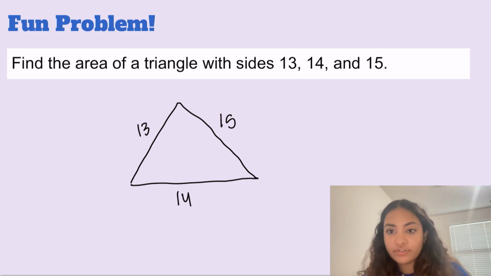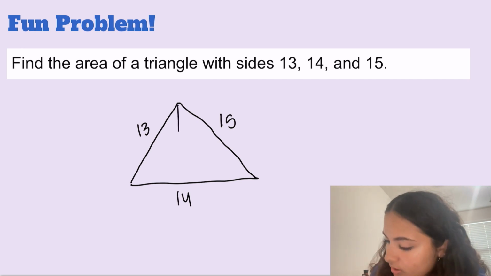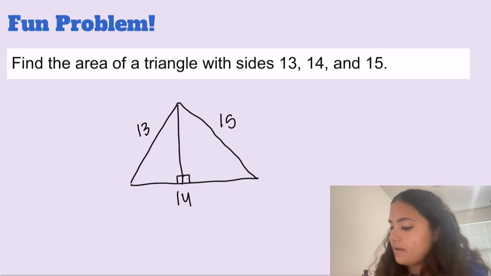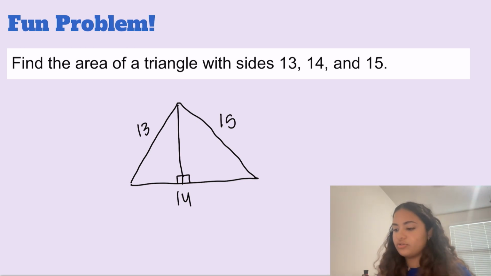To find the area of a triangle, we would need the base and the height. But because we don't have a right angle in the triangle, we're going to have to draw our own height or altitude. So if we draw the height, which is perpendicular to the base, then we see that we actually have 2 separate right triangles. One with hypotenuse 13 and one with hypotenuse 15.